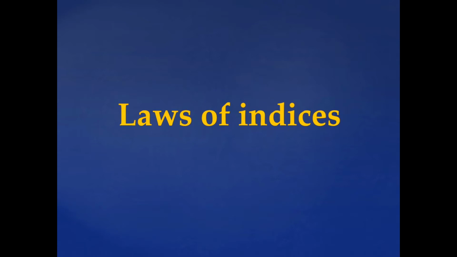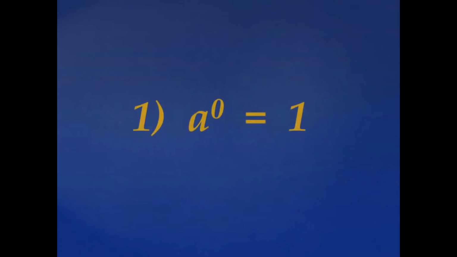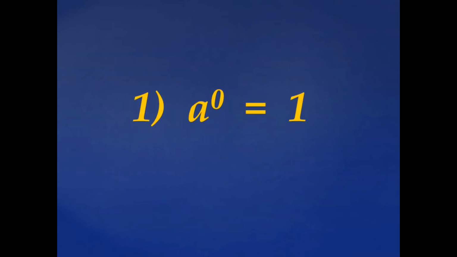Based on this, we are going to learn laws of indices. Suppose a is any real number and m and n are any two integers, then we have the following laws of indices. The first of that is a raised to 0 is 1. That means if we take the index 0 for any number, it is 1.